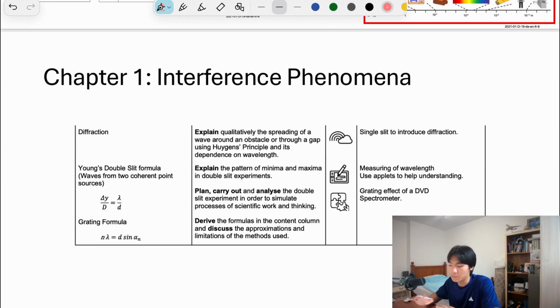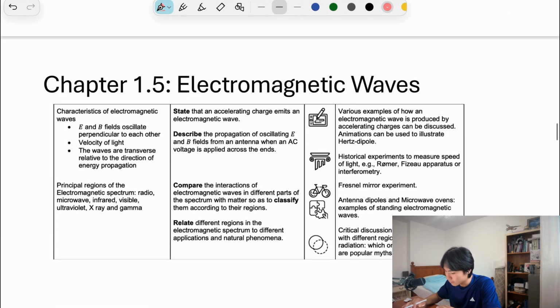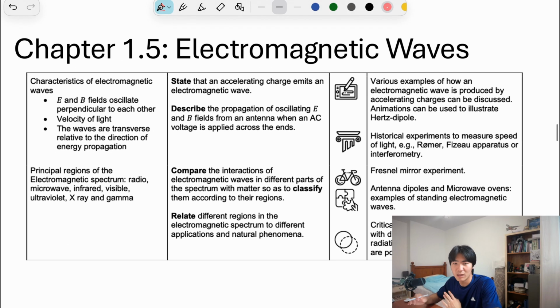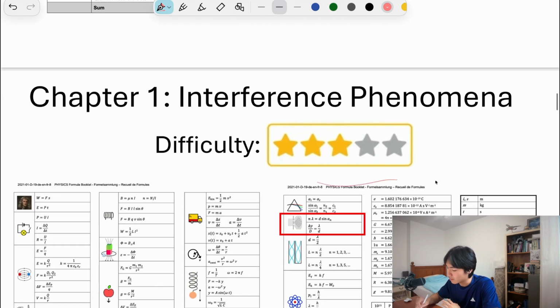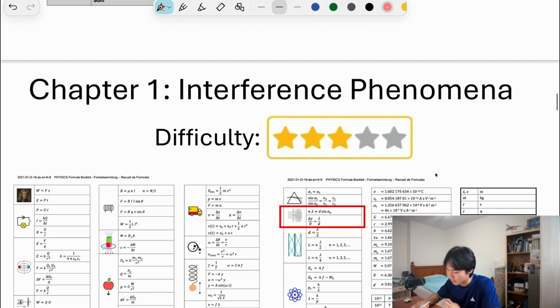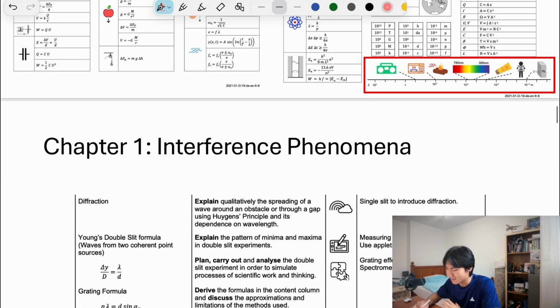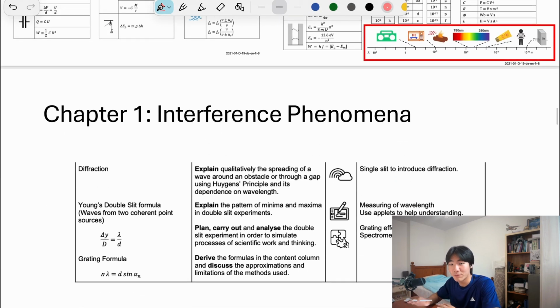And if you want, you can pause the video here, have a read at the official syllabus. It's here, right? And this is the electromagnetic wave part, right? And this is a really easy part, right? For example, here, I put 3 out of 5 stars. I would say interference phenomena is around 3 or 4 out of 5 stars, right?